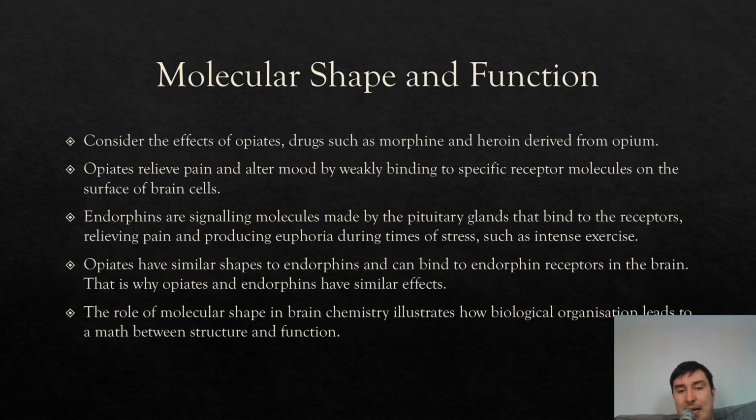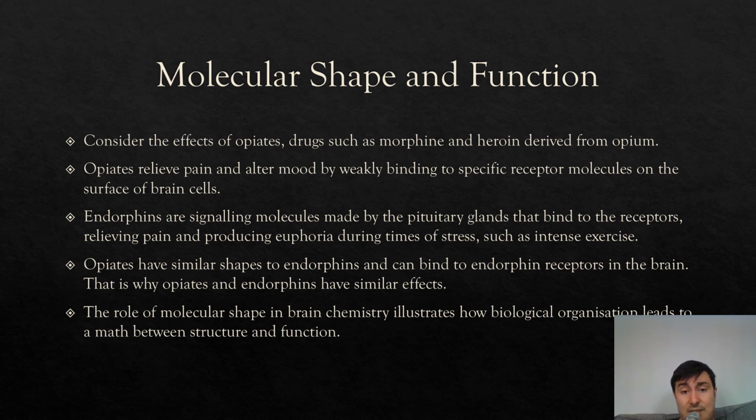In terms of molecular shape and function, we need to consider the effects of certain drugs that are of a particular shape, and good examples are morphine and heroin, which are both derived from opium. Opiates relieve pain and alter mood by weakly binding to specific receptor molecules on the surface of brain cells. Endorphins are signaling molecules made by the pituitary gland that bind to receptors, relieving pain and producing euphoria during times of stress, such as intense exercise.